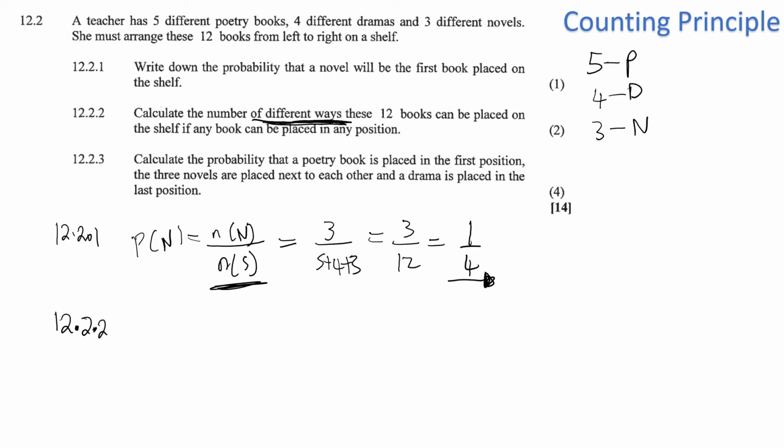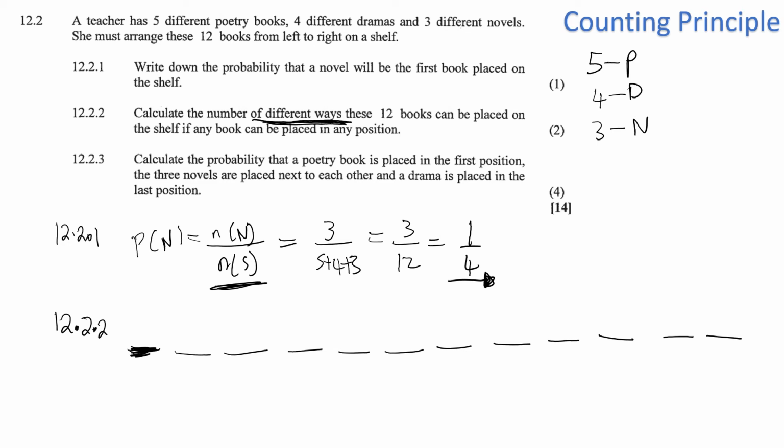We need to arrange from left to right, right? We have 12 books. That is the total number of outcomes, meaning we must have 12 spaces: 1, 2, 3, 4, 5, 6, 7, 8, 9, 10, 11, 12. We need 12 spaces on the shelf, from left to right. So in the first position, how many choices do we have? That's the question you ask yourself when answering a fundamental counting principle question: the number of choices that we have in a particular situation. So in the first position, how many choices of book do we have?